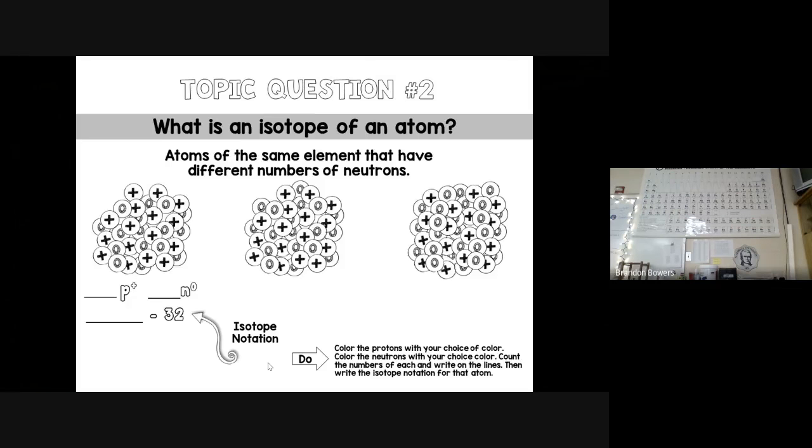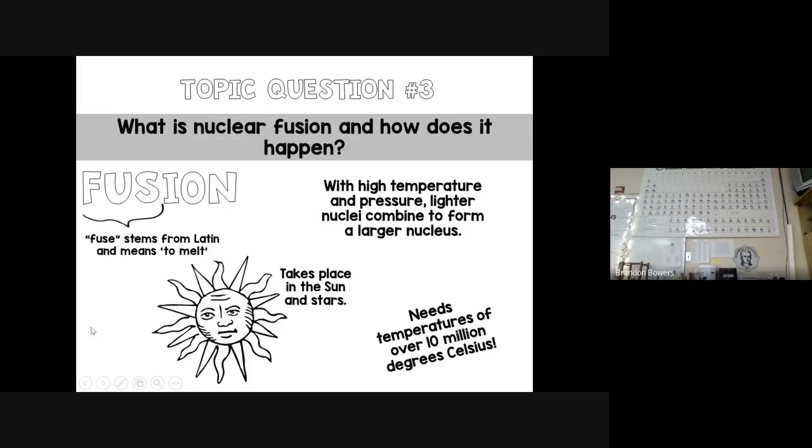Okay. So question number 2. What is an isotope of an atom? Are we able to answer that question? Well, it's the same element, sulfur, sulfur, sulfur. However, they all have different masses. That's an isotope. We good with question number 2? Okay. Last question. Last one we're going to look at today.